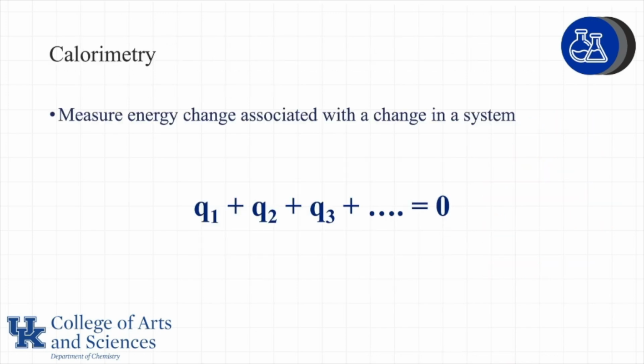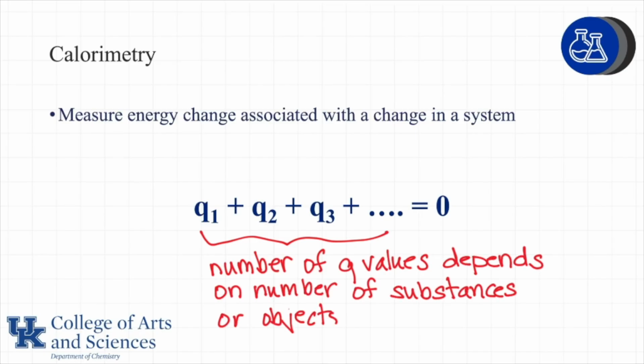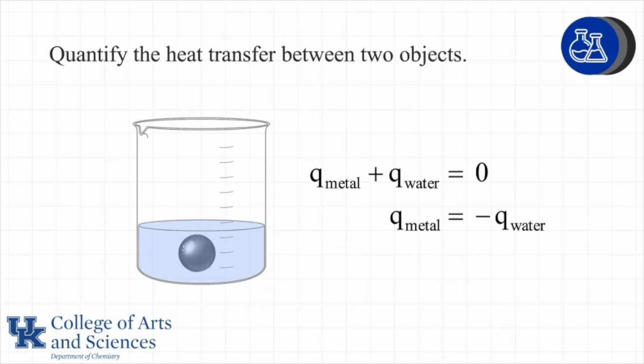Calorimetry is used to measure the energy change associated with the change in a system. And what we'll see are these Q terms, and the number of Q values depends on the number of things or substances in a system. For example, if there were 3 objects, we'd have 3 Q values. If there were 8 objects, we'd have 8 Q values. We can use calorimetry to quantify the heat transfer between two objects. For example, we can identify what the final temperature is for the two objects once they reach thermal equilibrium.